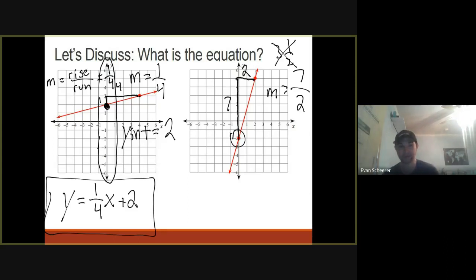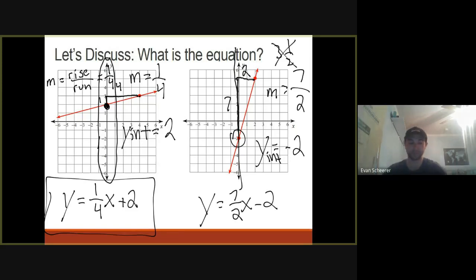Now notice right here on the y-axis, we have a -2. So our y equals -2, our y-intercept. So therefore, our equation is y equals 7/2 x. And now we have a -2 this time, so we just put -2.